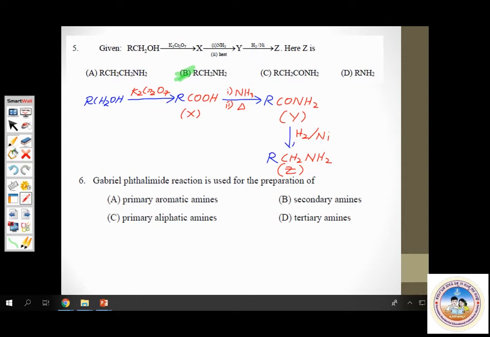Very simple, easy. Gabriel phthalimide reaction is used for the preparation of what type of amines? We know, I told this to you, it is used only for primary aliphatic amines. Option C only, primary aliphatic amines. Easy. Not even primary aromatic amines. Primary aromatic amines cannot be prepared by it. Okay. Now let's go to the next question.